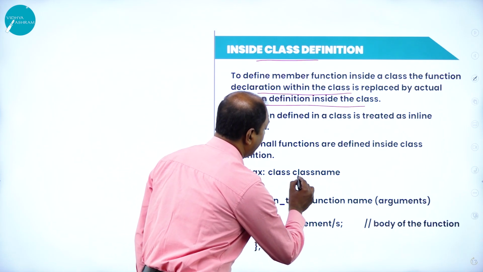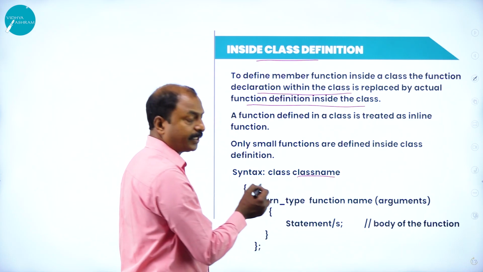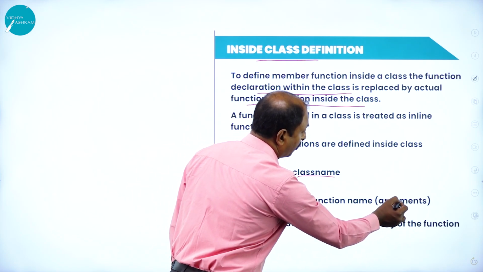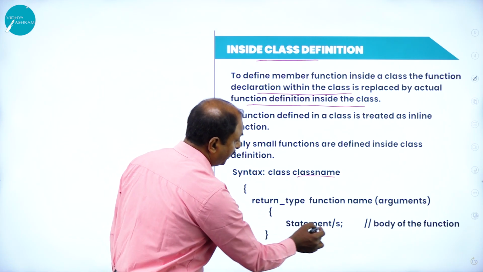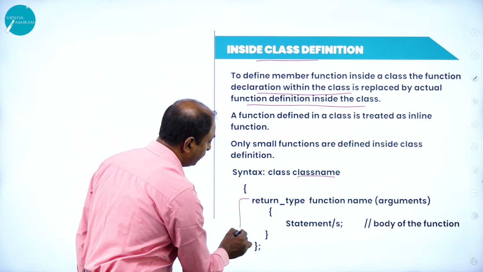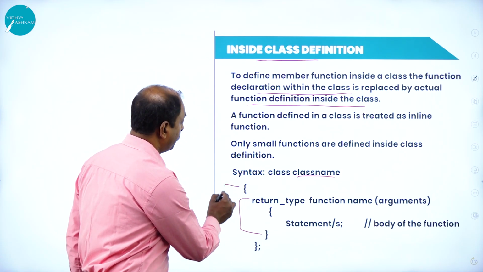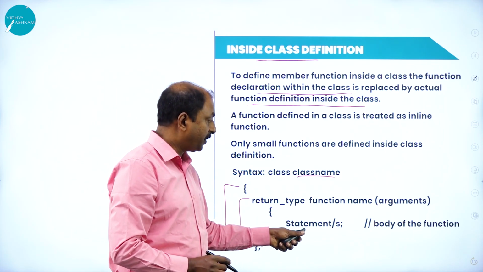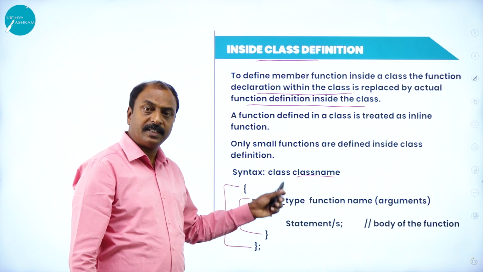Look at the example. Here is the class name, which is a user defined name, and here is the function definition: return type, name of the function, with arguments or it may be without arguments. Then open the bracket, write the statements, and close the function. This is the function definition inside the class. Then we close the class. This is the meaning of a function definition inside the class.